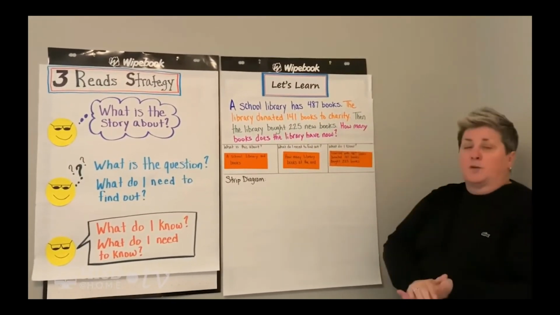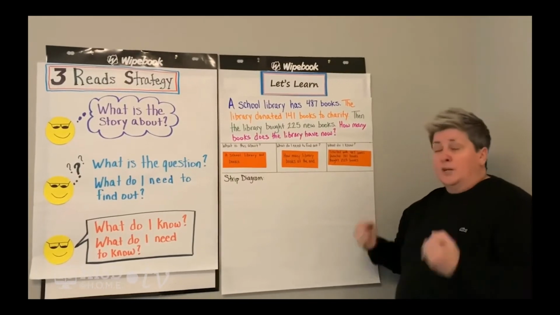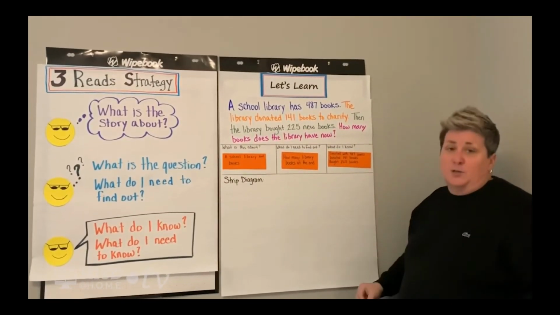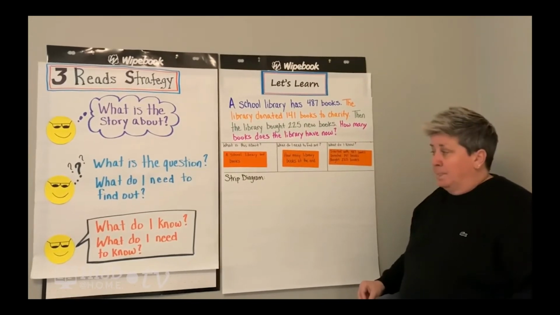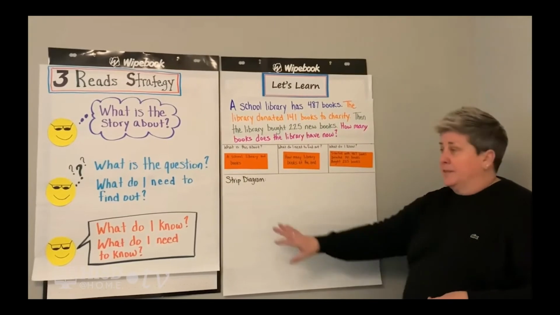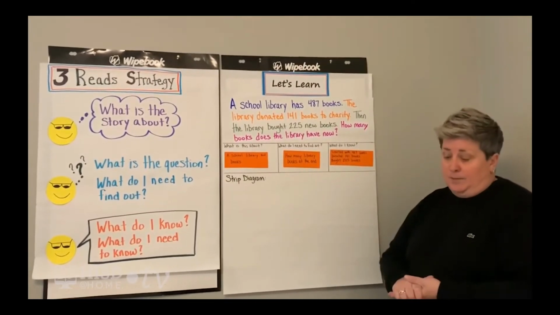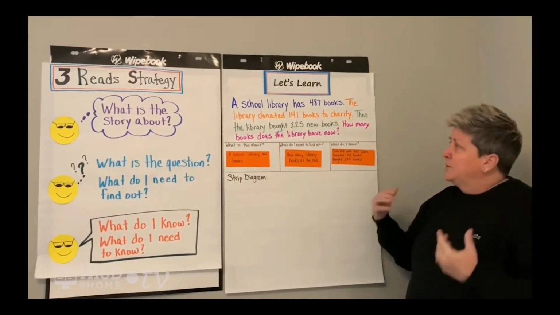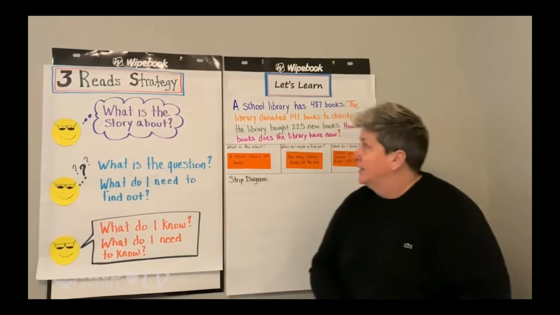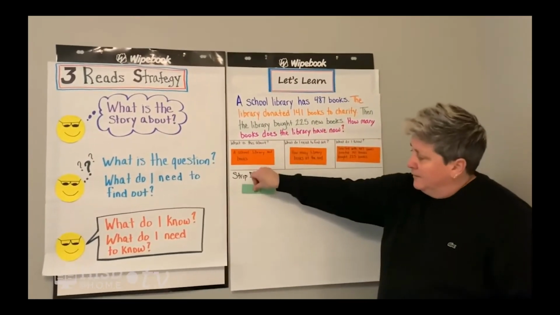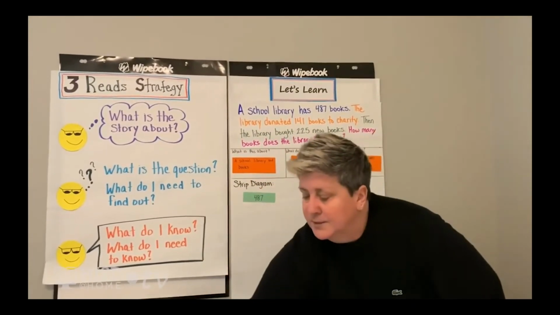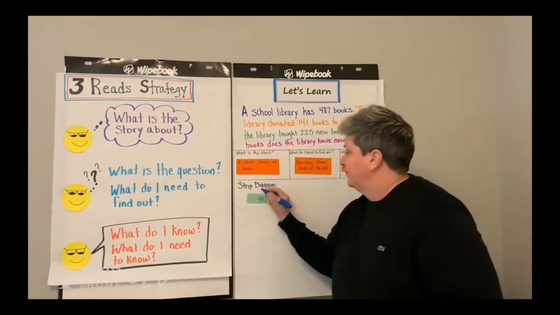So we know the information that we need for this section. We know that we started with 487 books. We know we've donated 141 books, and we know that we've bought 225 books. So let's start thinking about how we can represent this with a strip diagram. So what did we know when we started? We knew when we started that we had 487 books. This is our starting amount.